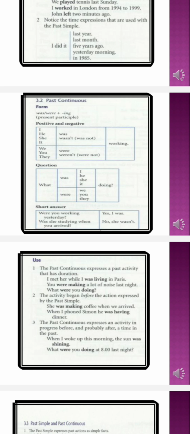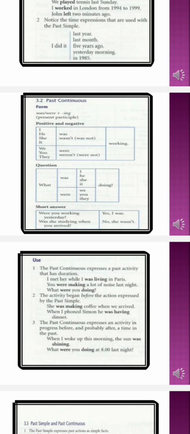In a question, we have other examples. What was I doing? What was he doing? What was she doing? What was it doing? What were we doing? What were you doing? What were they doing?